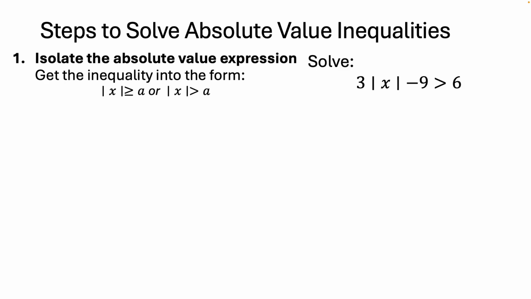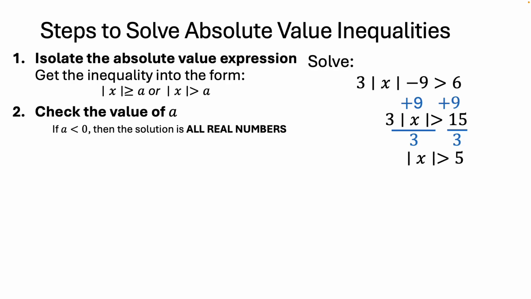The first thing we want to do is to isolate the absolute value expression. We want to get the inequality into the form absolute value of x is greater than or equal to a, or the absolute value of x is greater than a. Let's go back to our problem and isolate the absolute value of x. The first thing we need to do is to add 9 to both sides. So this will give us 3 times the absolute value of x is greater than 15. Now let's divide both sides by 3. This gives us absolute value of x is greater than 5.